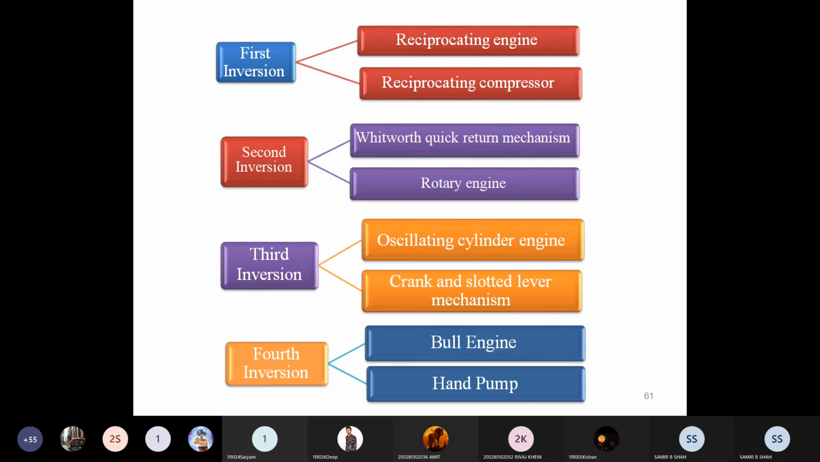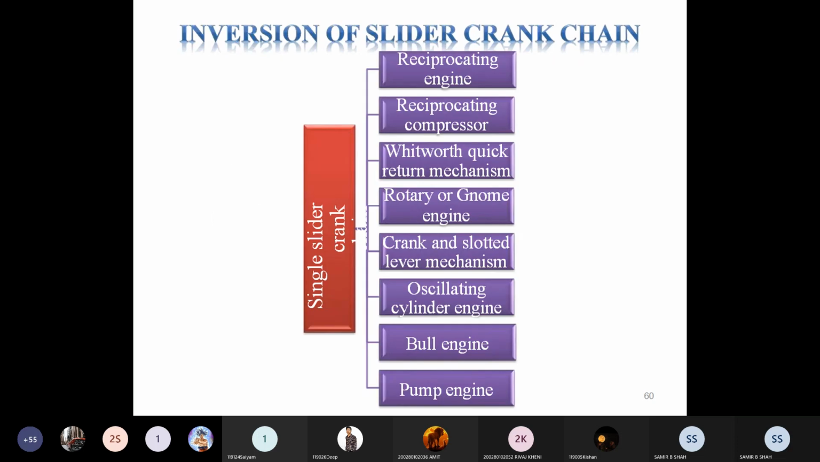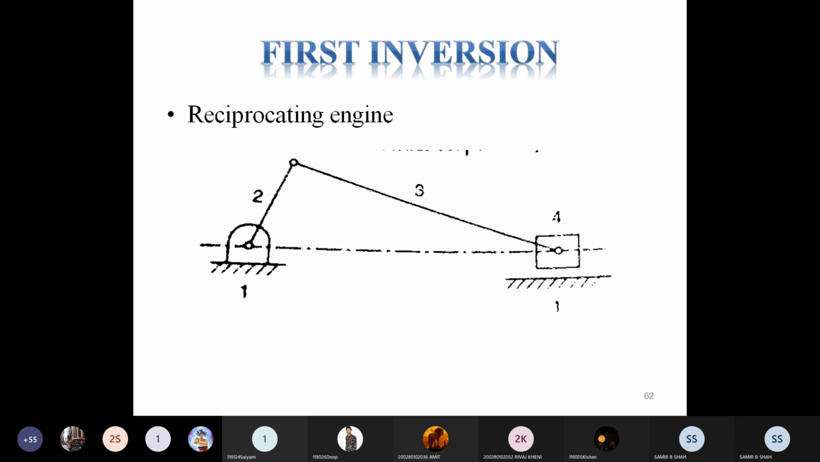Sometimes it is asked directly in your exam to define the inversions of a single slider crank chain. Many times it may be asked to explain or define the inversions of the single slider crank chain. Then you have to draw this figure, define it in this way, and elaborate each and every part properly. That depends on the marks.